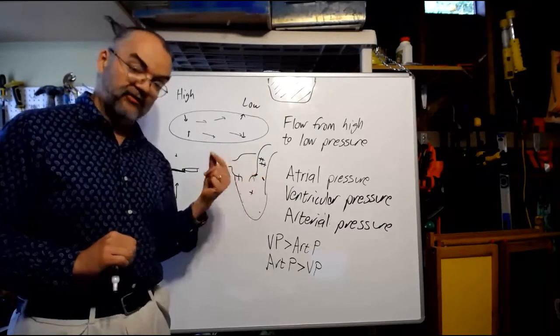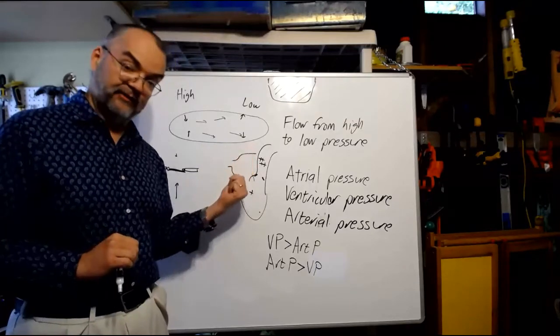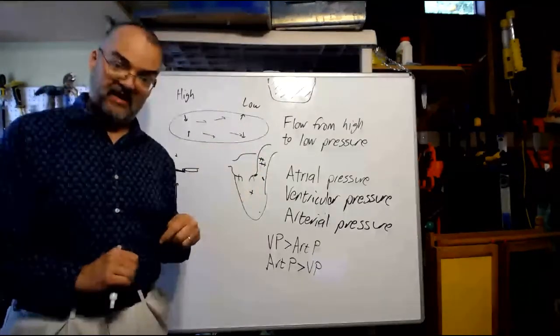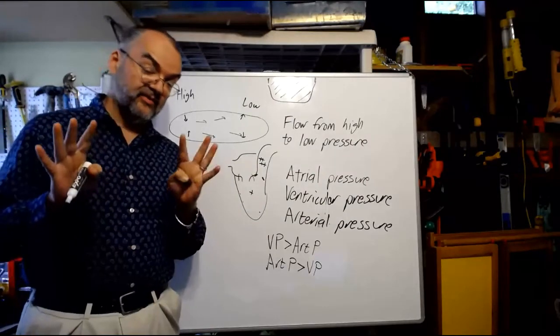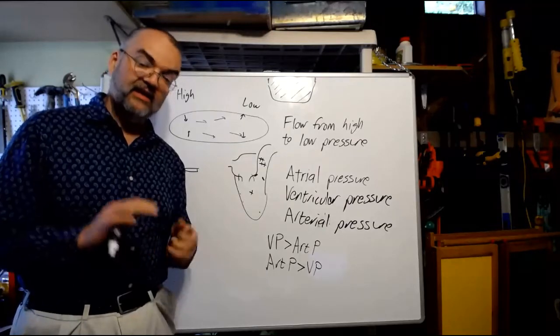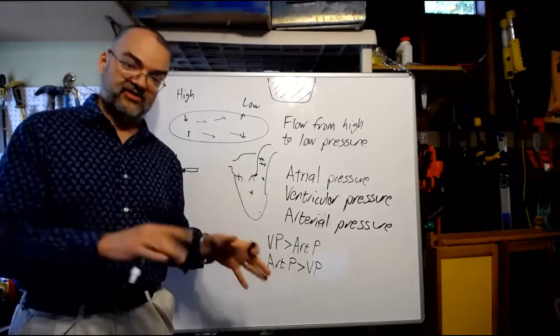But this valve, the semilunar valve, doesn't allow flow in that direction. The semilunar valve will close and prevent the blood from flowing backward. So make sure you keep those ideas in mind as we talk about the cardiac cycle. And if you can do that, you'll be okay understanding which way blood is going.